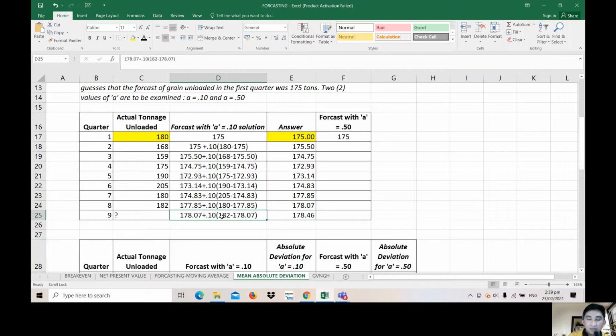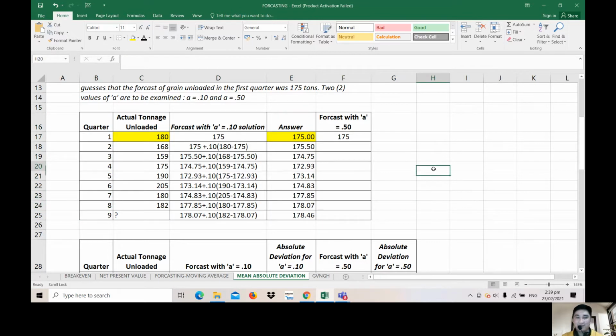Okay, then gagamitin na naman 178.07 plus 0.10 times, ito yung answer natin, 182 less 178 which is the actual and the forecast previous quarter or quarter 8. So if you want to proceed, ayan. Hindi naman binigay yung actual dito, no? So hindi pa tayo makakasolve dyan. So ang pwede pa lang natin magamit na data is from quarters 1 to 8. Okay? Etong forecast with 0.50, so hindi na natin siya sasagutan muna. So mag-focus muna tayo sa isang exponential smoothing value.